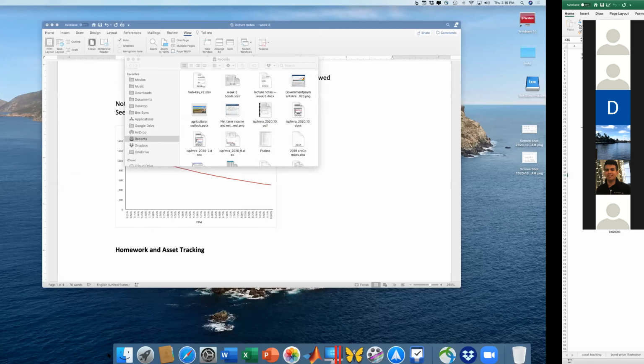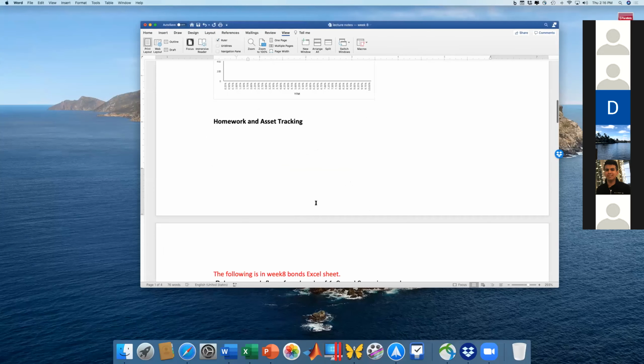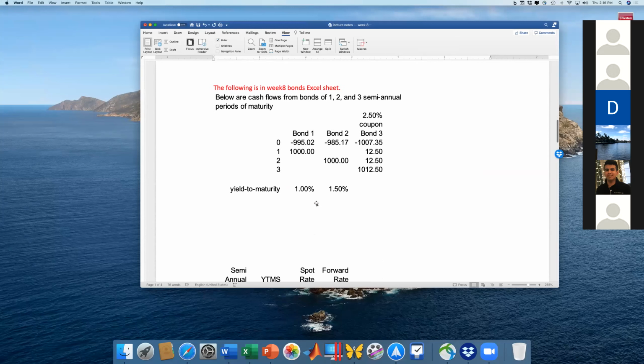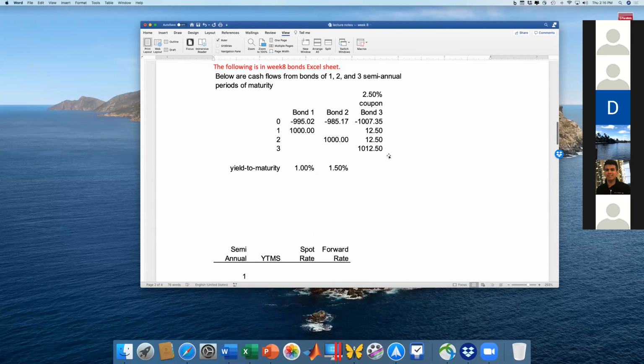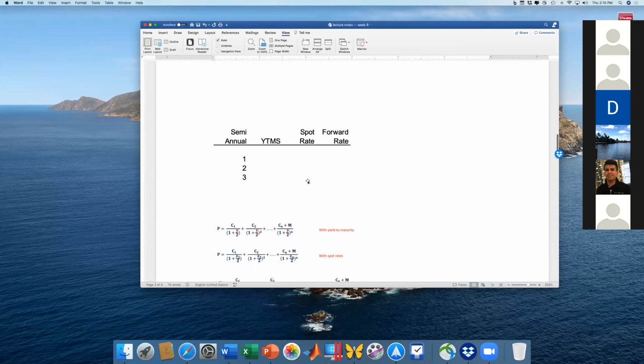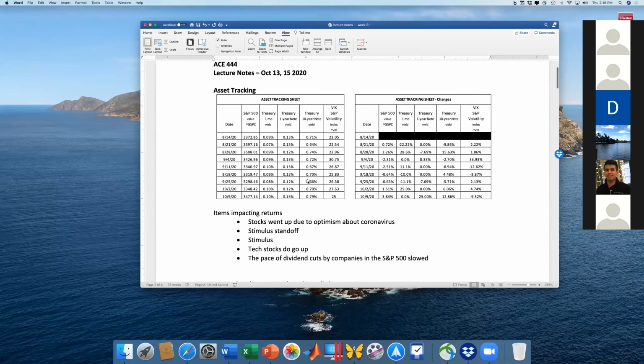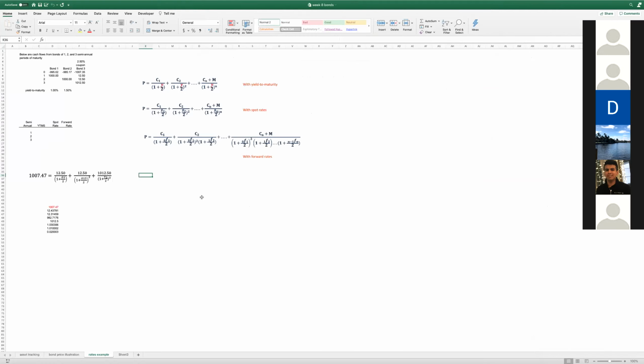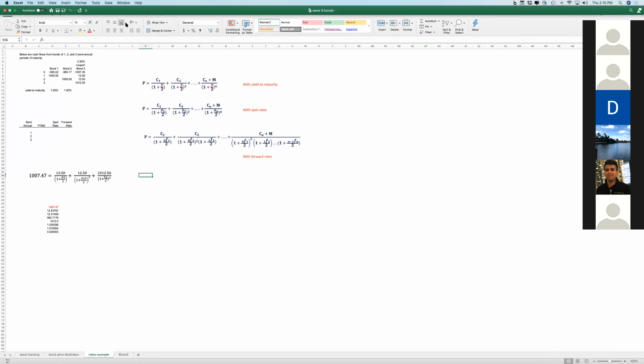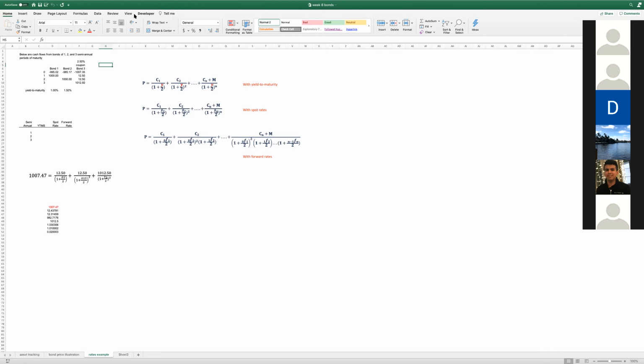And if you look at our outline, I'm going to go to this example right here. It's on the second page of the outline. And it also happens to be in our week 8 bonds example. And I'm just going to go over this. Let me blow this up.